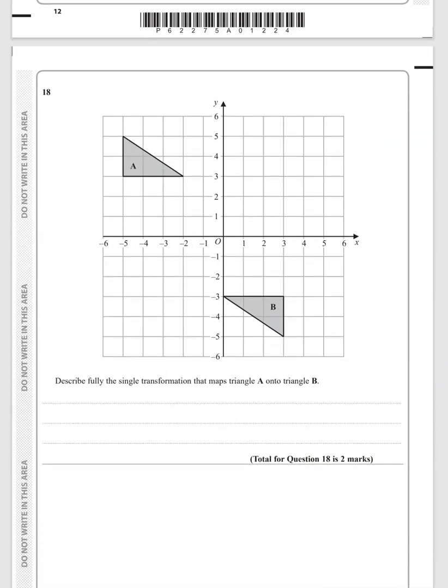Okay, look at this. A transformation. So we've got to describe fully the single transformation that maps A onto B. Right, so actually you can see the shape has turned around. Okay, it's now upside down. And actually it is a rotation. So it's a rotation. And it's gone 180 degrees.